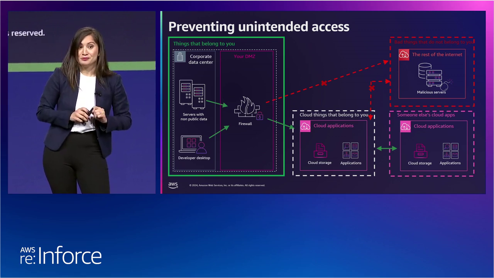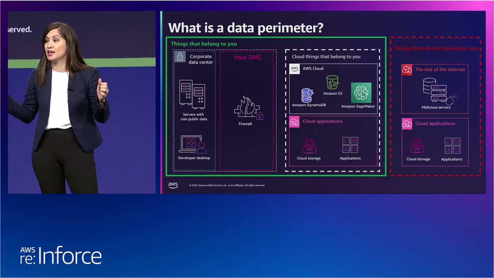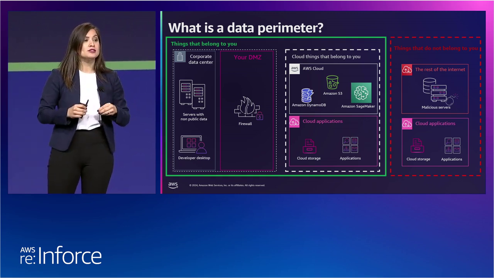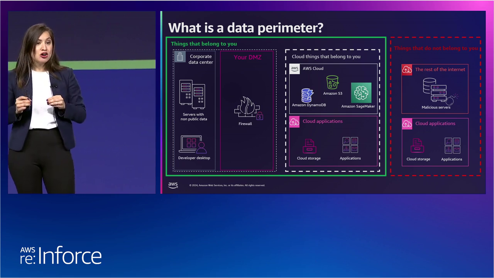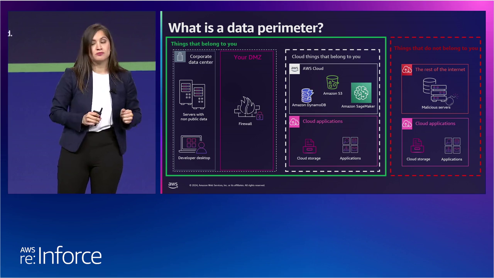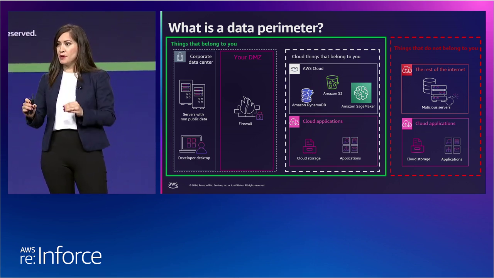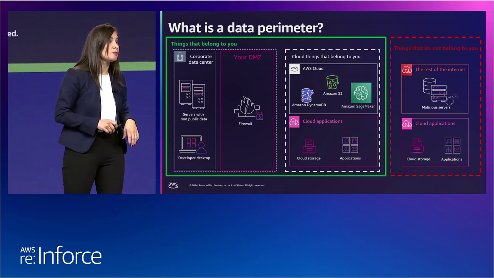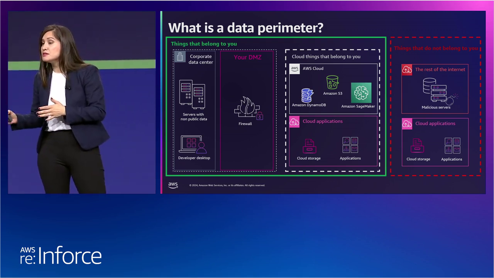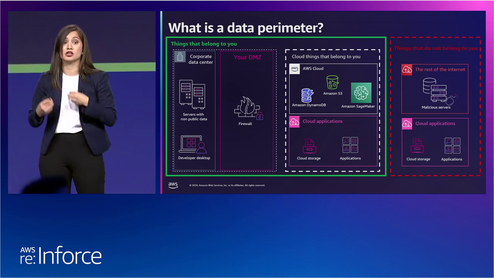In AWS, though, we have data perimeters to help you manage this at scale. And data perimeters is a set of coarse-grained controls that allows you to assert that only trusted identities can access trusted resources from expected networks. Now, what trusted and expected means depends on your company, on the characteristics and the business needs that you have.